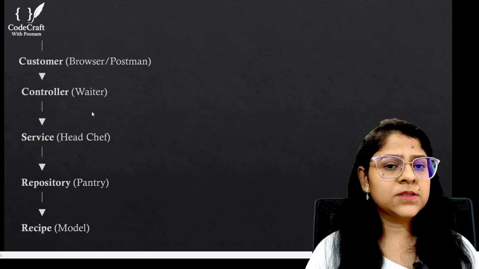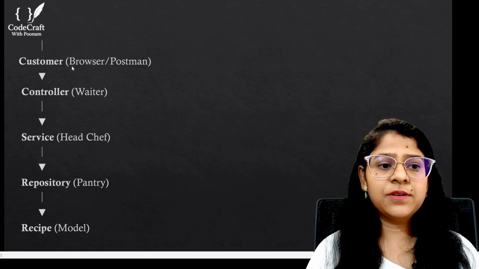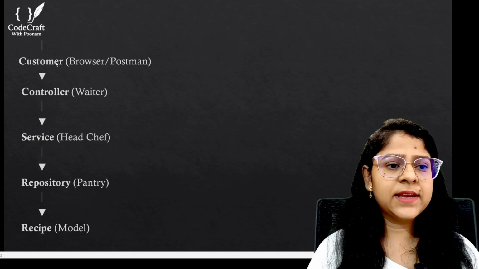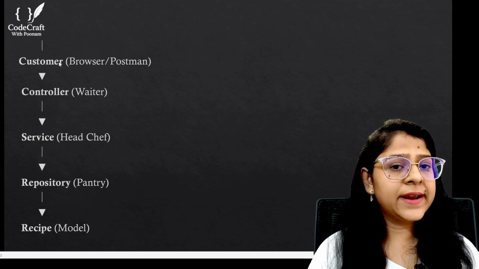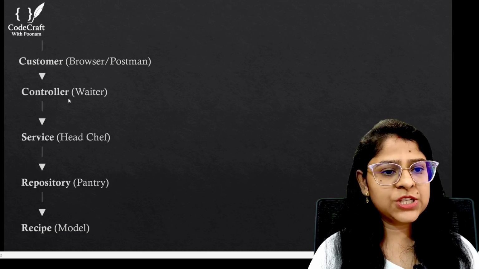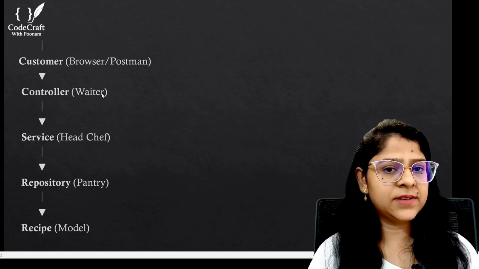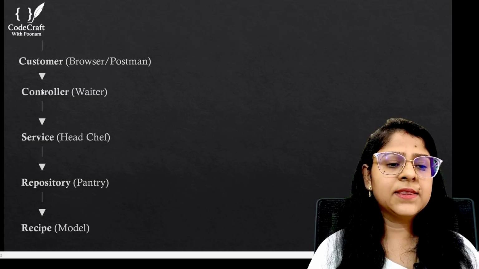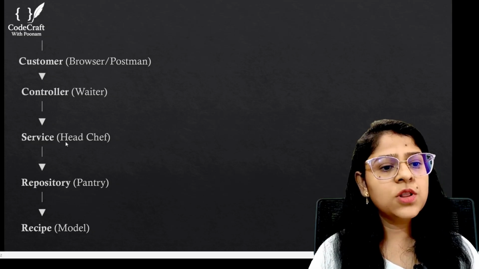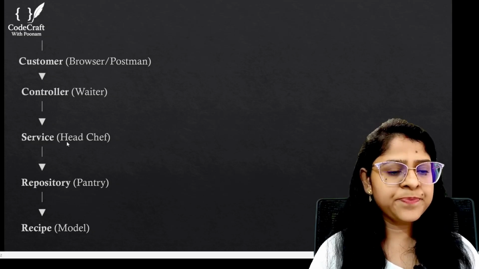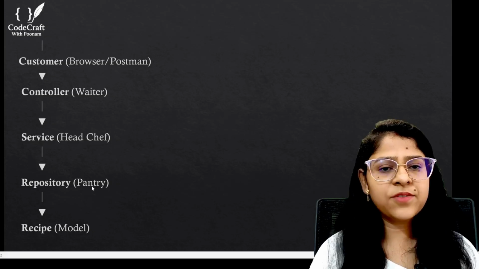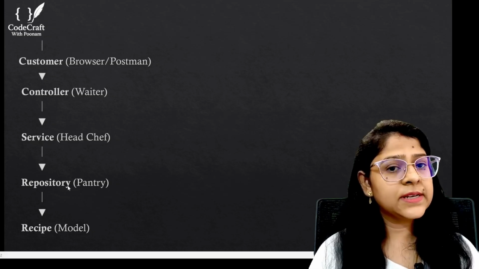Okay, so this is the data flow. Our customer here is nothing but our browser or Postman. Okay, and then when they give the URL and press enter, it will go to the controller. Here all the HTTP communication happens. This is just like our waiter in a restaurant. Okay, and then the control goes to the service layer. This is just like our head chef, where all the business logic is written. Okay, and then from there the control goes to the repository layer. This is just like our pantry manager, where all the data is stored.